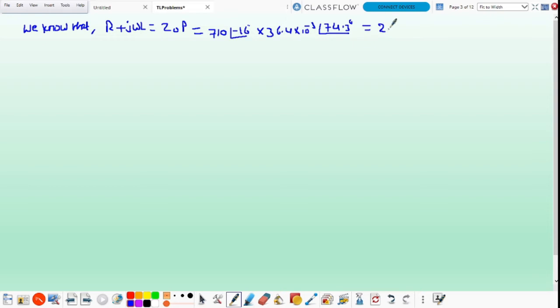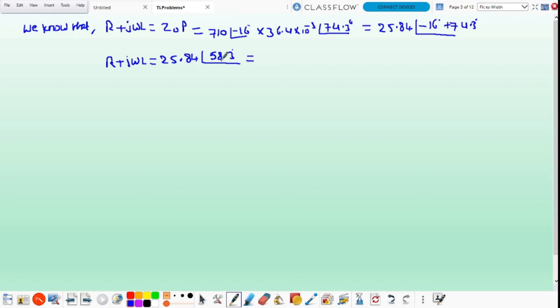So that is equal to, multiplying 710 into 36.4 into 10 to the power of minus 3, 25.84 at an angle of, now adding these two angles, minus 16 degrees plus 74.3 degrees. So therefore R plus J omega L is equal to 25.84 at an angle of minus 16 plus 74.3, which is 58.3 degrees. And this is the polar form.